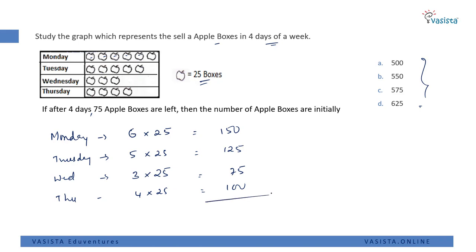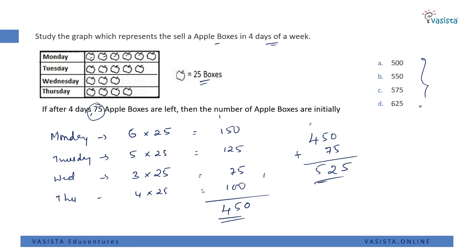Let us add it here. 5 plus 5 is 10, 0, 1 carry. 5 plus 2 is 7, 7 plus 7 is 14, plus 1 is 15. 1 carry, 1 plus 1 is 2, 3, 4, so 450. So 450 apple boxes are sold, plus 75 apple boxes are left, that we need to add here. That is 75, 7 plus 5 is 12, 2 and 1 carry, so 525 is the answer. Initially the number of apple boxes is 525.